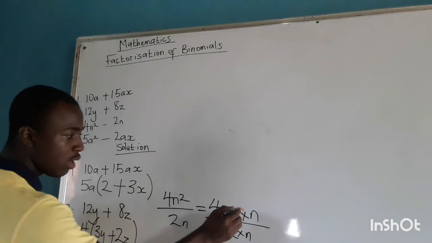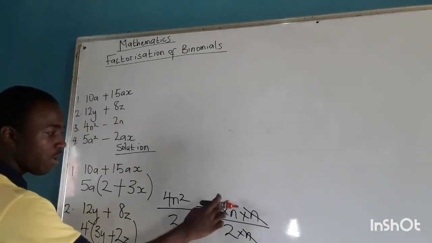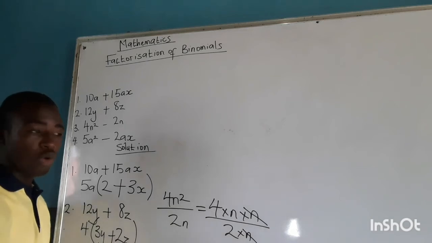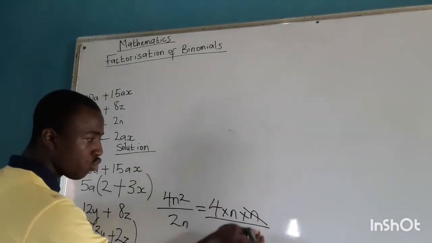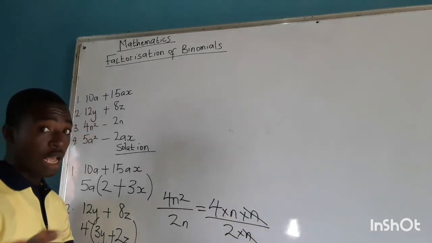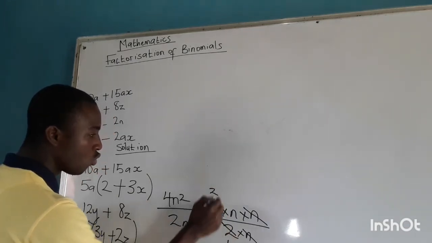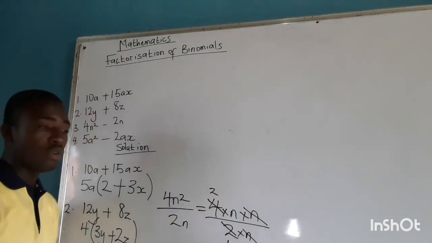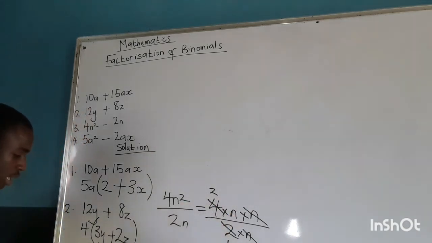So if you now divide, 1n cancels 1n. This n will not cancel again because there is no n again for it to cancel, so it will remain there. They won't fight. This one then will be 2. These 2 don't beat themselves to death, and only this one remains and you can't cancel. So 2 cancels 2, 3 cancels 4 to give you 2. So you get 2 with 1n here. So the answer is 2n.